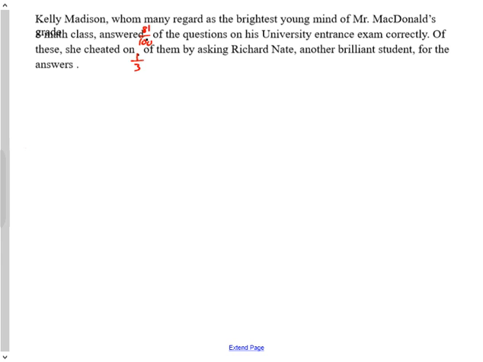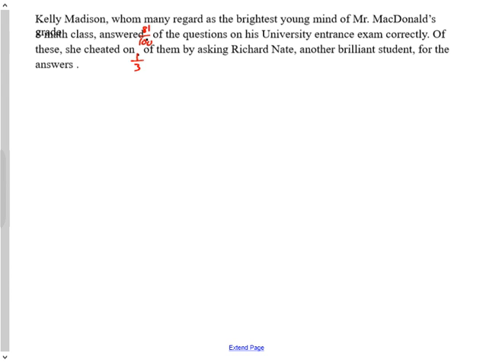The second question says, Kelly Madison, who many regard as the brightest young mind of Mr. McDonald's grade 8 math class, answered 81 out of 100, 81% of the questions on his university entrance exam. Kelly is a man? I don't even know what's going on anymore. Correctly. Of these, a third she cheated on by asking Richard Nate, another brilliant student, for answers. This is what happens when you change names on questions all the time. What would her score have been if she didn't cheat?